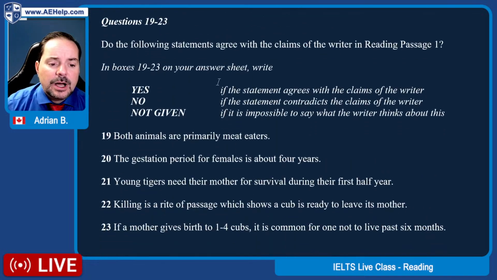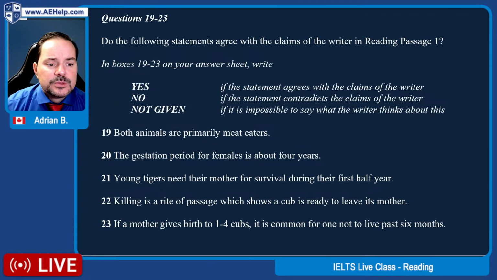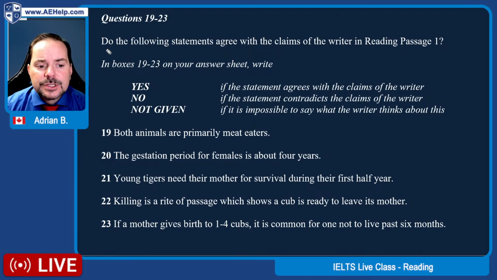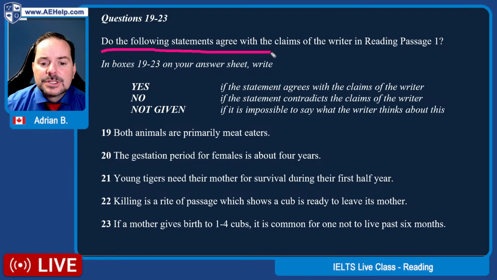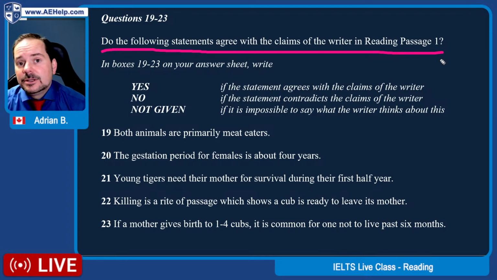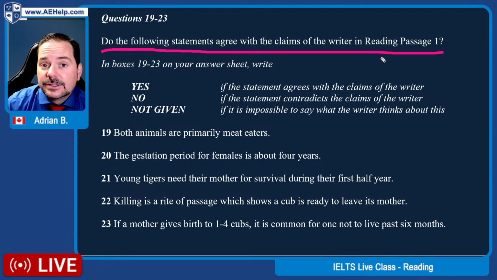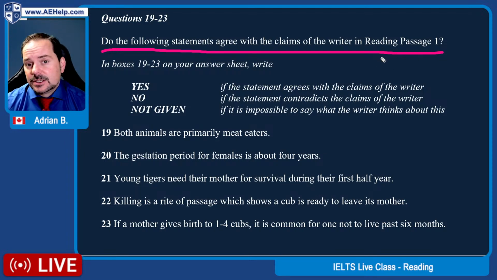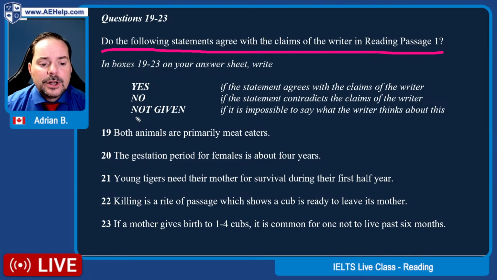All right, now next set of questions. This is one that's usually challenging for a lot of students. Do the following statements agree with the claims of the writer in reading passage 1? So this is based on fact. So basically, is this a fact that's given in the passage? Is it a false fact? So the passage says a different idea, or not given, meaning that the passage does not give an explanation for that fact. Okay.